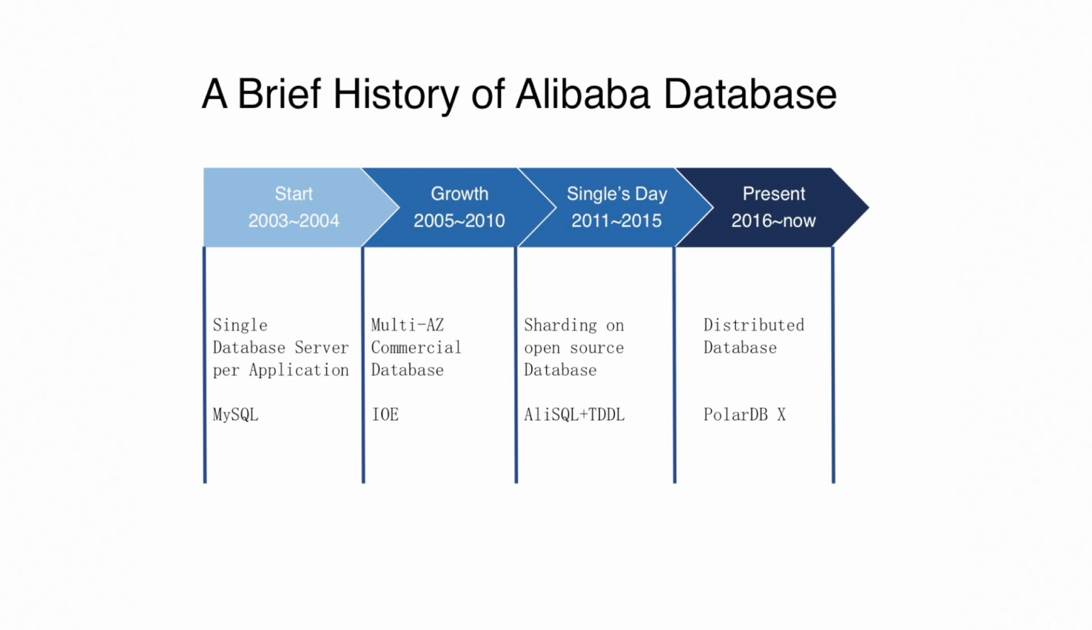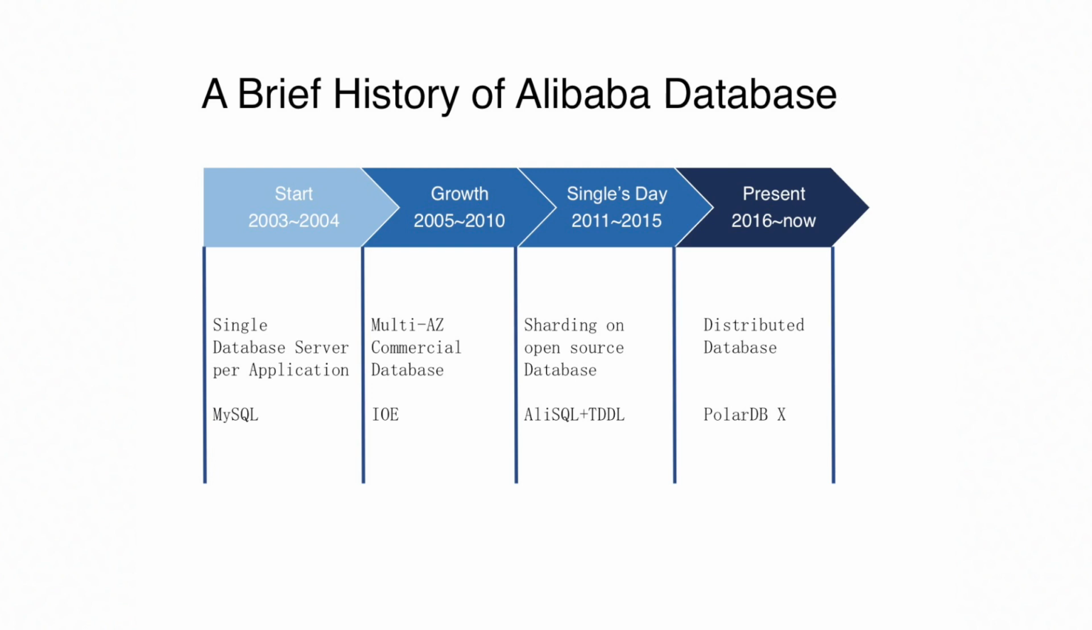So POLARDB X is a distributed version of POLARDB. My colleague Mai has just introduced POLARDB in the previous talk. POLARDB was originally designed for cloud users. POLARDB X, on the other hand, was originally designed to serve Alibaba's own business. So before I start introducing POLARDB X, please allow me to introduce the history of Alibaba database briefly.